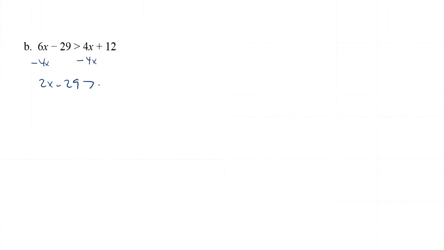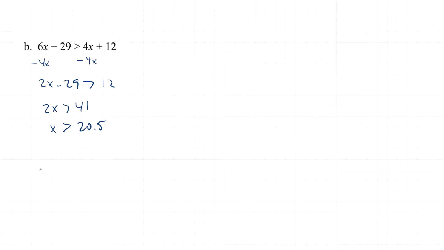All right, next problem. Again, we're solving for x, so subtract 4x. So I get 2x minus 29 is greater than 12. And so then I add 29 to both sides and I get 2x is greater than 41, since 29 plus 12 is 41. So then x is greater than 41 divided by 2, which is 20.5.